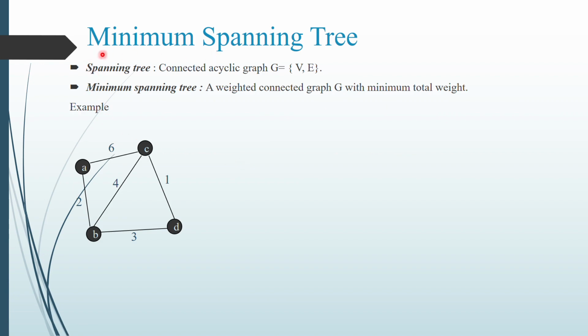The first problem is finding a minimum spanning tree. Before knowing what exactly a minimum spanning tree is, first we'll see what a spanning tree is. A spanning tree is a connected acyclic graph, G equal to (V, E), where V is the vertex set and E is the edge set. Connected means, for example, all the vertices have at least one edge, and that is called a connected graph. And acyclic means a graph with no cycles.